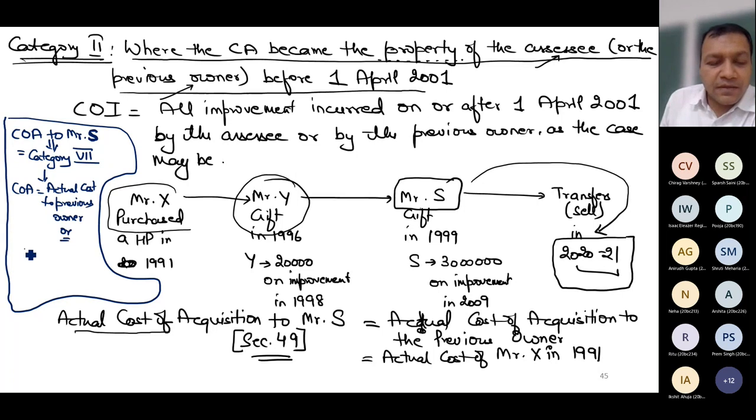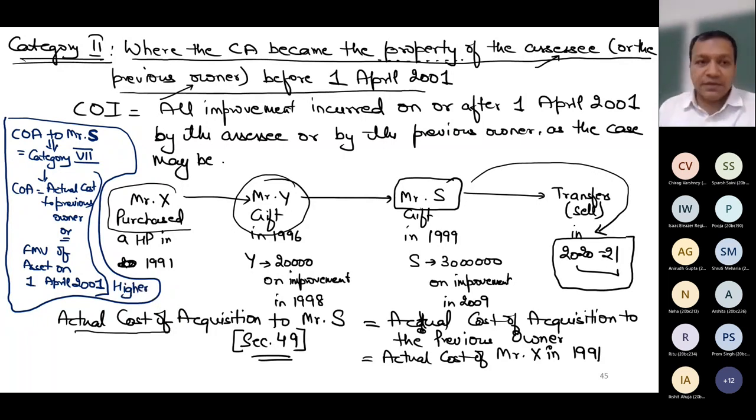or fair market value of this asset on 1st April 2001, whichever is higher. It depends on the choice of the assessee, so that is why I am writing higher by default. I have not yet discussed improvement in this example. I simply wanted to make you revise the earlier concepts.